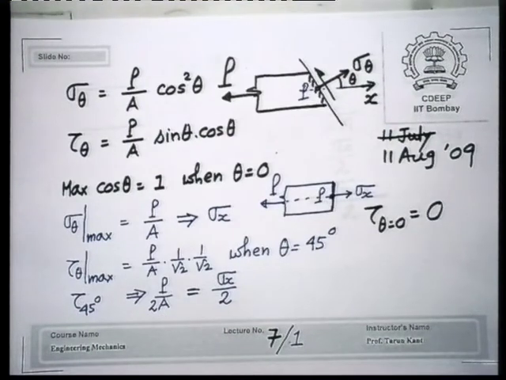So, this is a very important fact, that wherever normal stress is maximum on a plane, shear stress will be 0, but on the plane on which shear stress is maximum, normal stress will not be 0, it will be half of the value of maximum normal stress. So, this is a simple way.